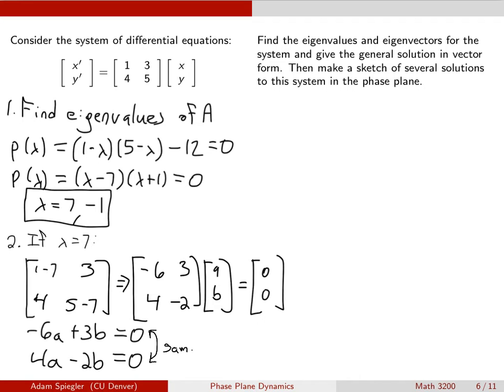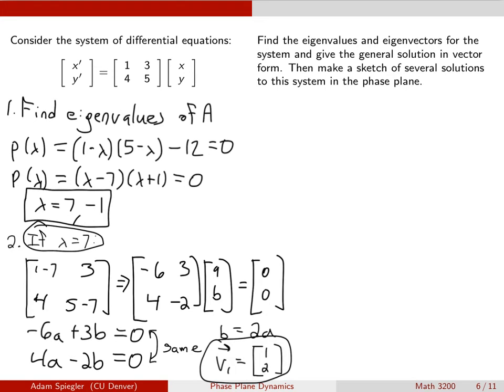So I don't need to solve this system simultaneously. I basically just have one equation two times over. For example, solving the top equation for b, we can see that as long as b is equal to 2a, that's going to solve both of these equations. So if I set a to be 1 and therefore b is equal to 2, that would be one eigenvector for the eigenvalue of 7. So we've got our first eigenvector for our first eigenvalue.